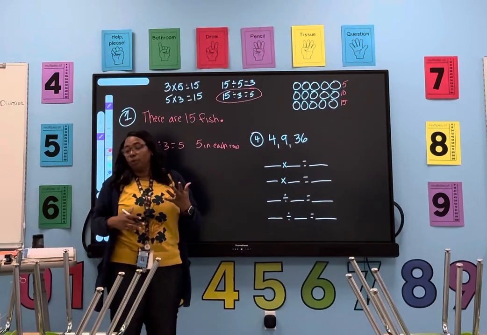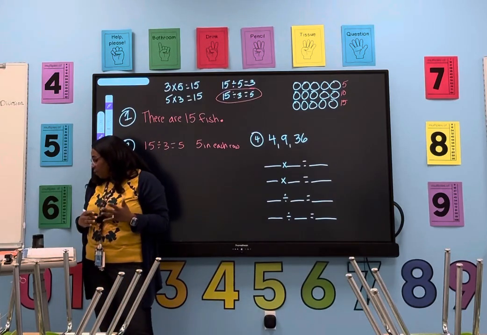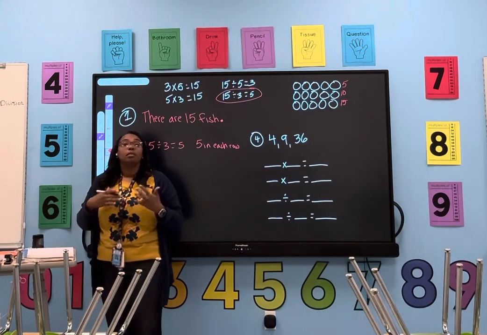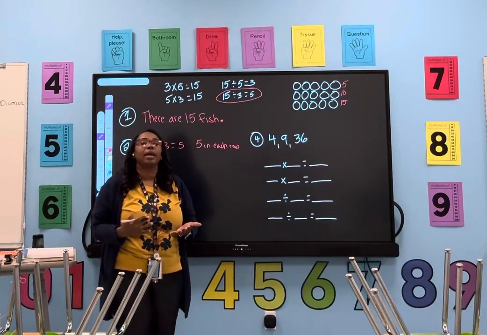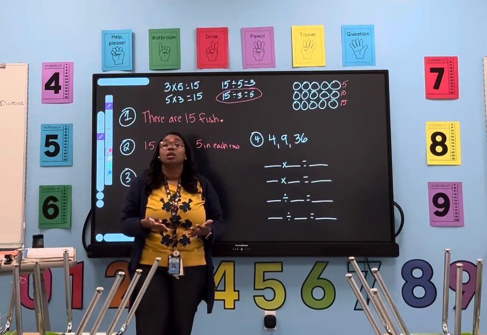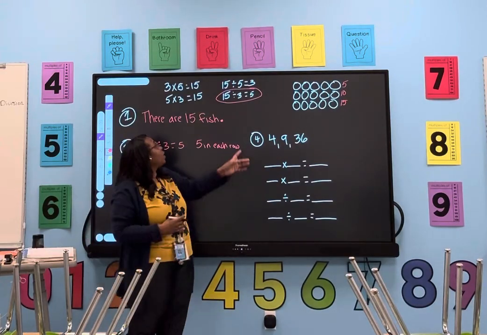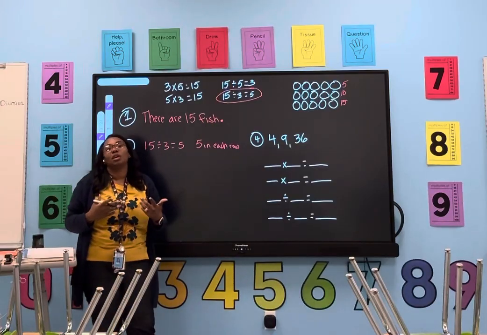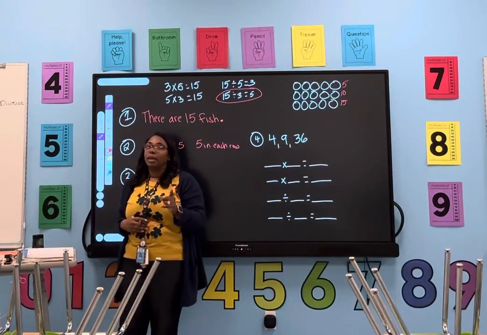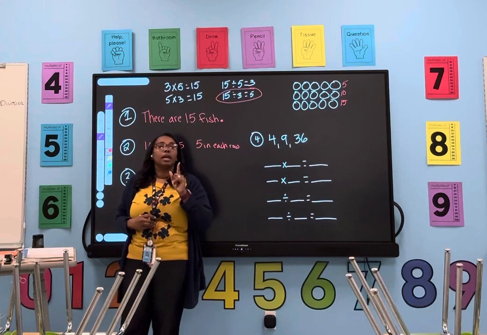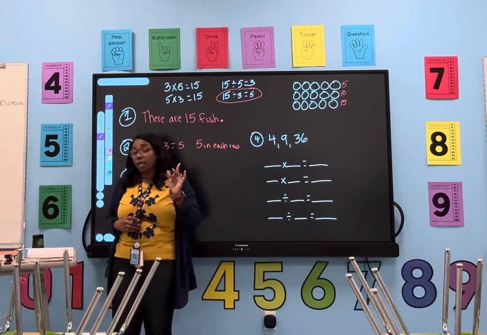Okay, let's go to 3. 3 says 15 fish, okay? That's my total again. So automatically my mind goes straight to division. And we've already used one, so I'm pretty sure it's going to be the other one. But let's not just go with that. Let's make absolutely sure. We're going to keep reading.